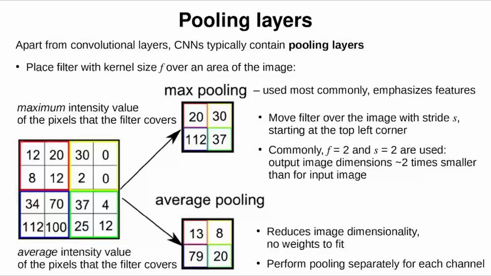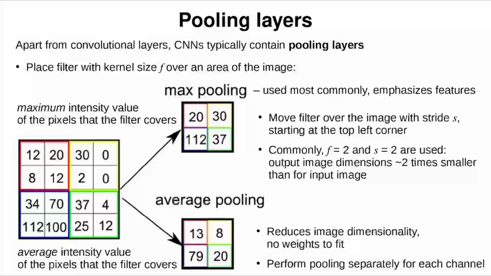Therefore, the output image for a pooling layer has the same number of channels as the input image for that layer. Max pooling is by far the most common type of pooling used in computer vision applications, as it emphasizes features in the original image by selecting the pixels with the highest intensity in a small region of an image. However, you will occasionally see average pooling used as well.